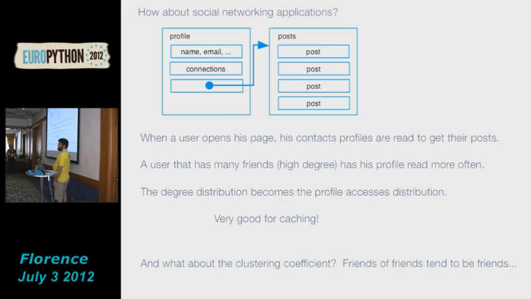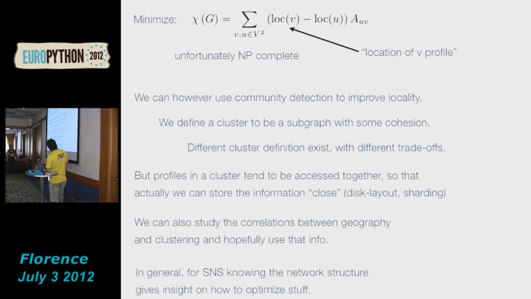Okay? And what about the clustering coefficient? We know that networks have a very high clustering coefficient. If you have a common friend, you are very likely to be friends yourself, okay? So basically, we can think about clustering the networks and storing the clusters close.